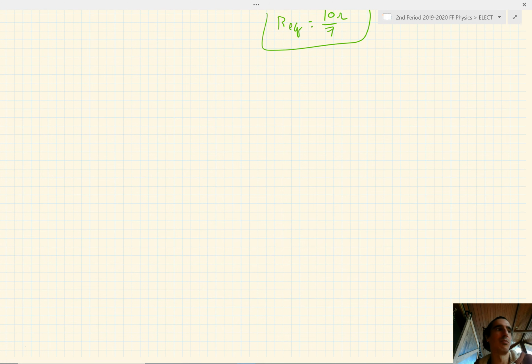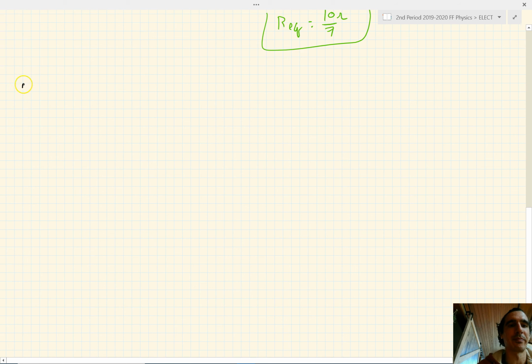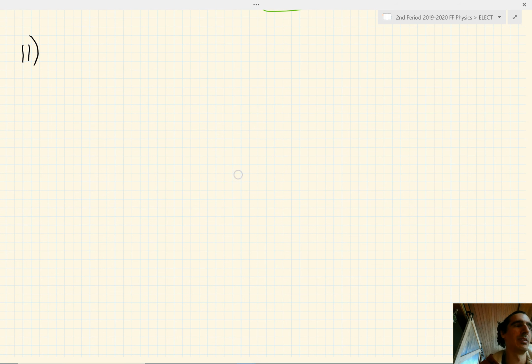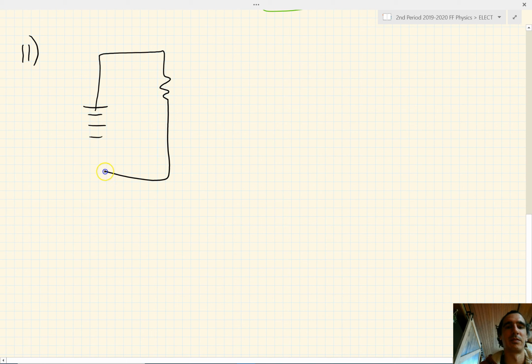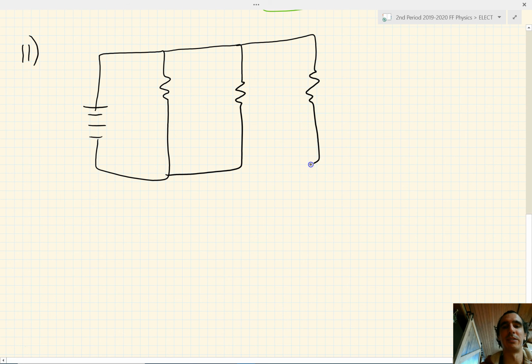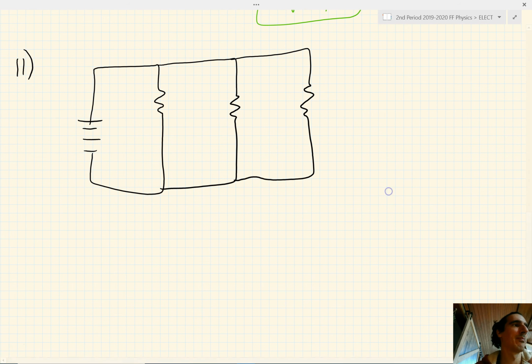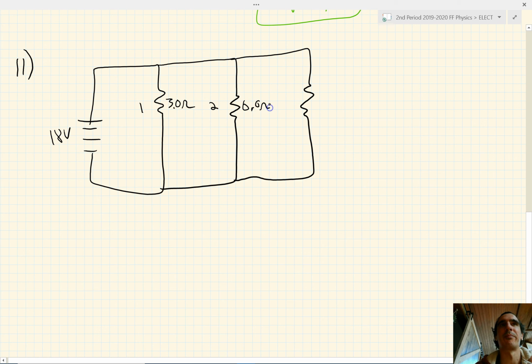Okay, so why don't we look at practice problem number 11, where we have a parallel circuit with 3 resistors, and we'll analyze this one together. So number 11, we have 3 resistors in parallel. We're going to draw them as if they were parallel branches, but you could draw it however you want, as long as it's a correct representation. We've got an 18-volt battery. R1 is 3 ohms. R2 is 6 ohms. And R3 is 9 ohms.